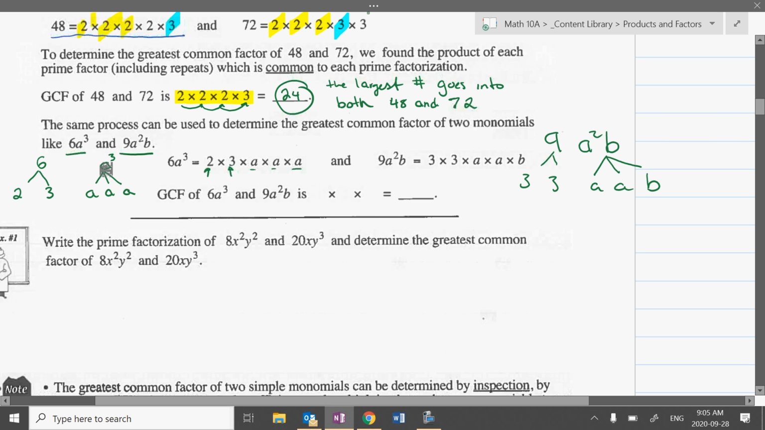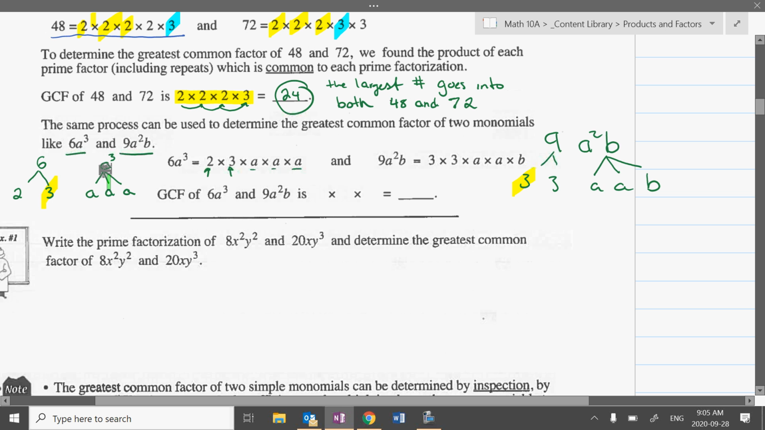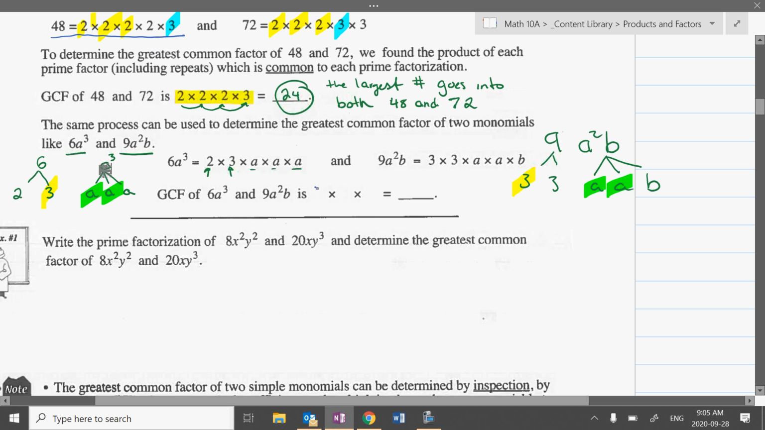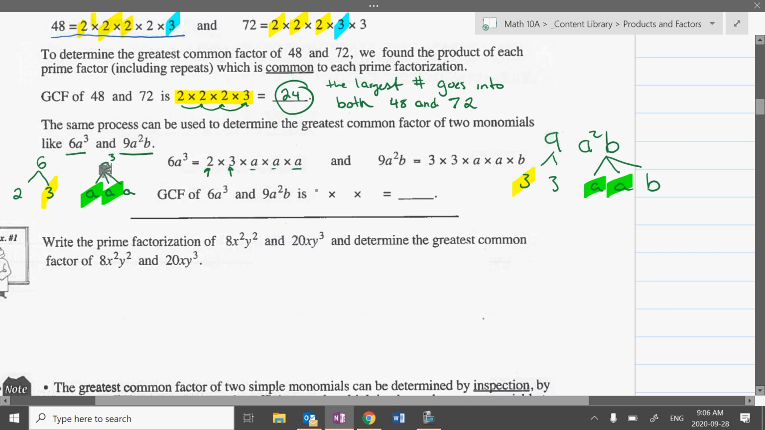And a, b. So now what's common between both of these? One 3 is common. The 6a cubed doesn't have another 3, so that's why we can't use two 3s. Then 2 a's are common in both of them as well. So on this one, I'm going to fill this in with a 3 and a, so our greatest common factor is 3a squared.